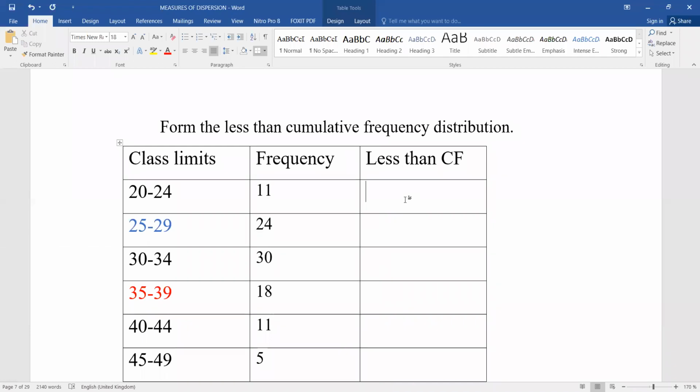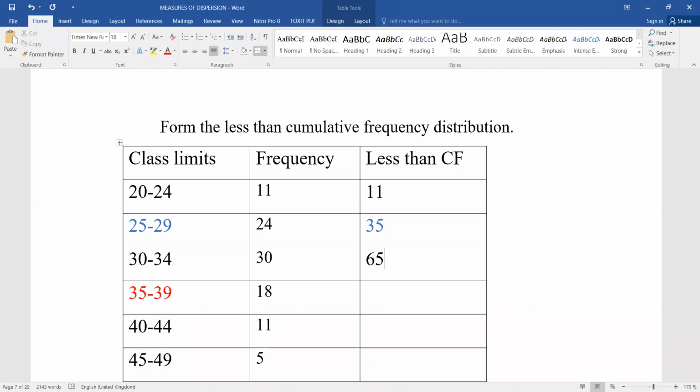So we begin. Get me the less than cumulative frequency. What should I type in the first class? Hey, don't sleep. Give me the value. Elizabeth is saying 11. Good. Next value. Sereko, you're right. Next value, 35. I hope we all know how to get this value. Next value. Chris is saying 65.